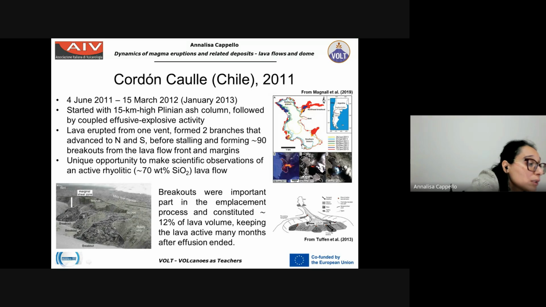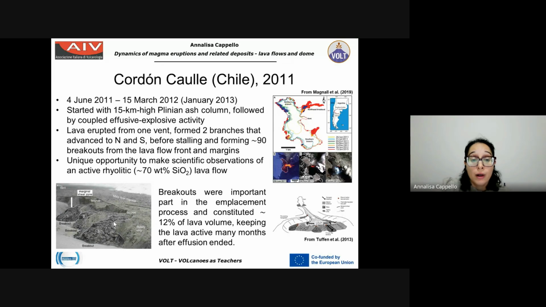But the most important thing is that about 90 breakouts formed from the lava flow emergence. From the top you can see where the lava flow was still hot and was emitted starting from these 90 breakouts. These breakouts were important because they represented about 12% of the lava volume, keeping the lava active many months after the effusion rate.